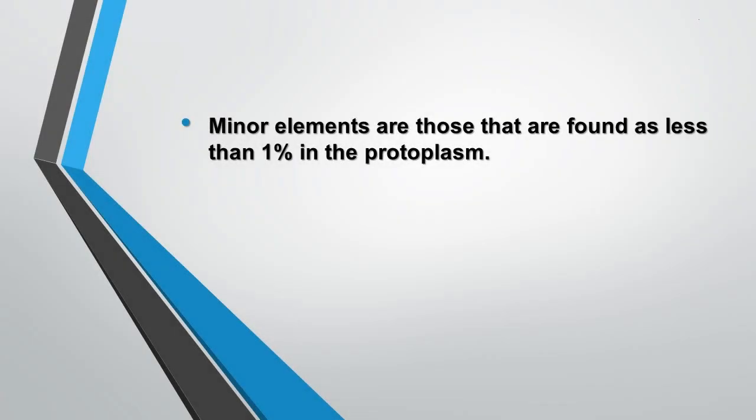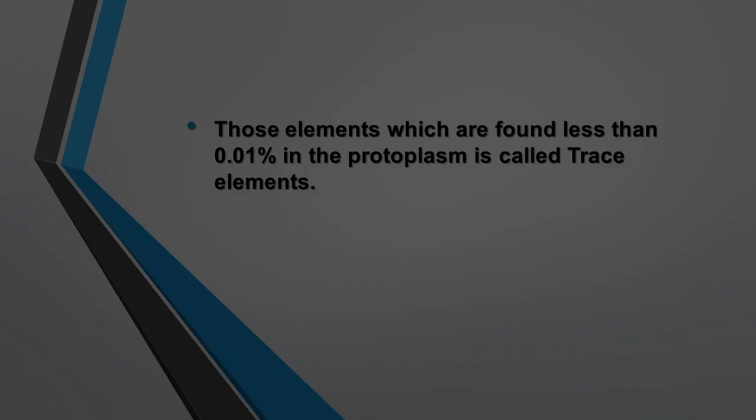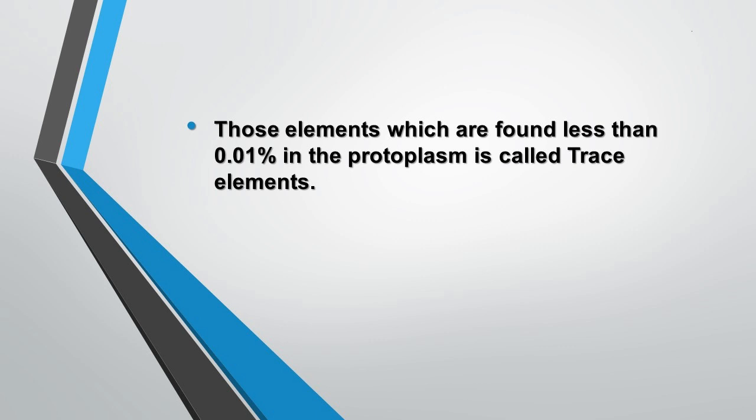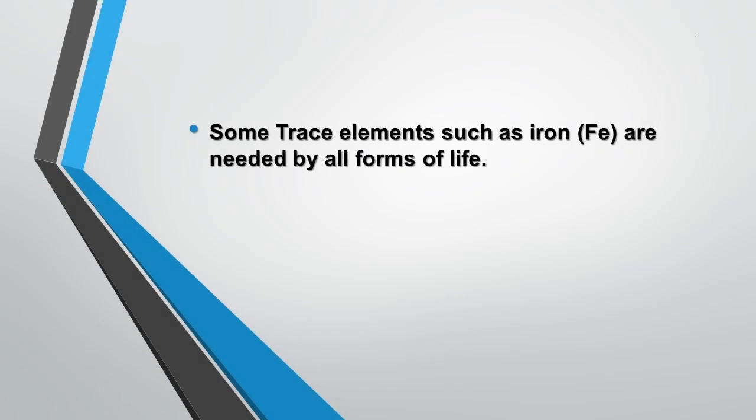Minor elements are those that are found as less than 1% of the protoplasm. Those elements which are found less than 0.01% in the protoplasm are called trace elements. Some trace elements, such as iron, are needed by all forms of life.